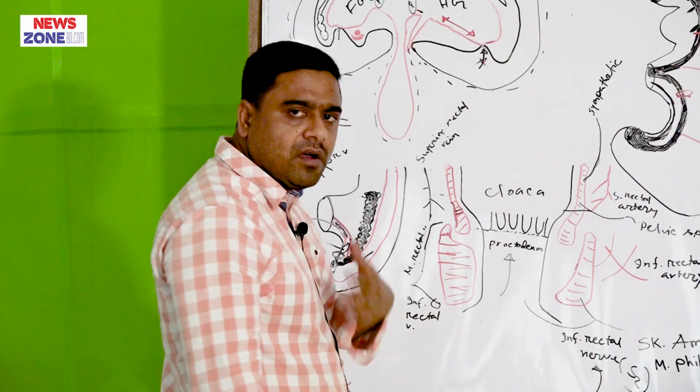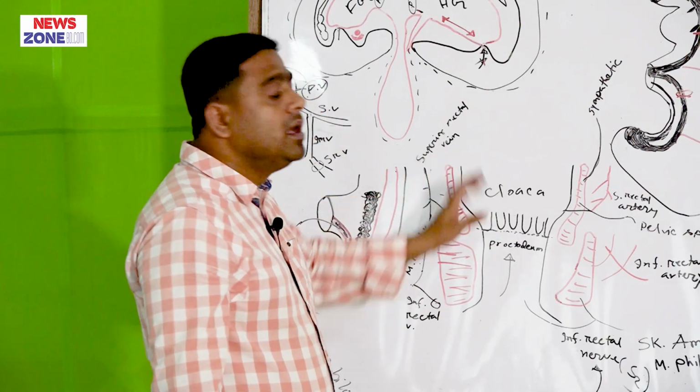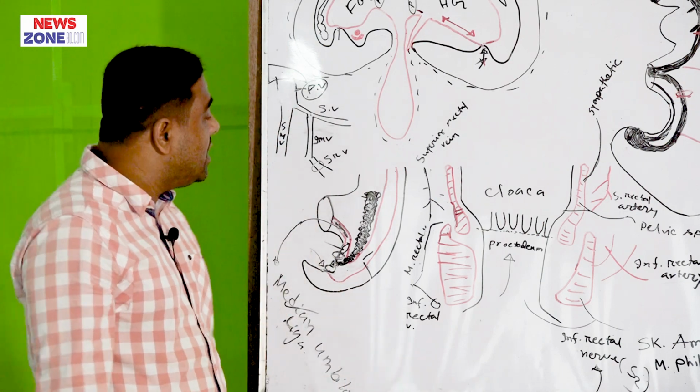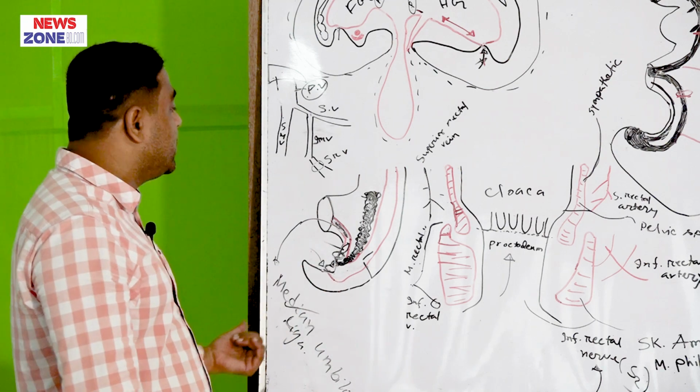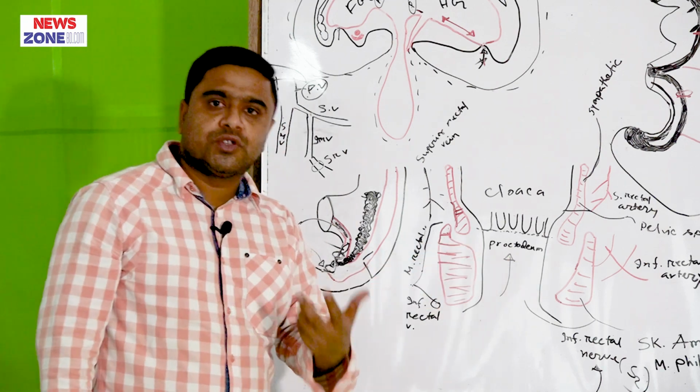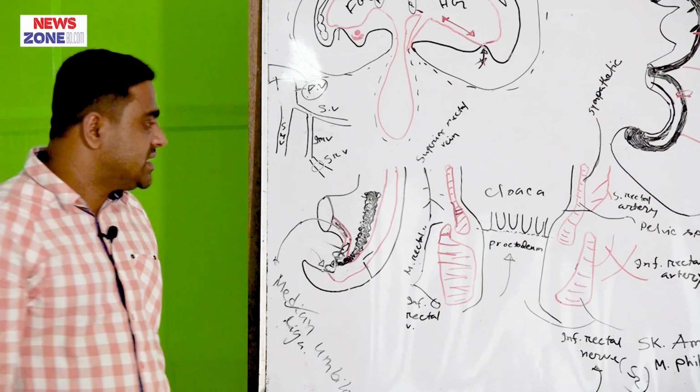So, the upper 2/3 of the anal canal is lined by simple columnar epithelium, and the lower 1/3 of the anal canal, though it is derived from the ectodermal proctodeum, is lined by stratified squamous epithelium.